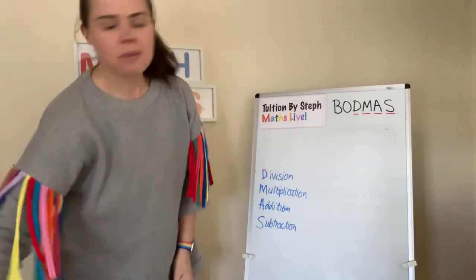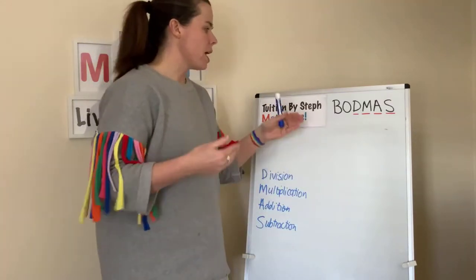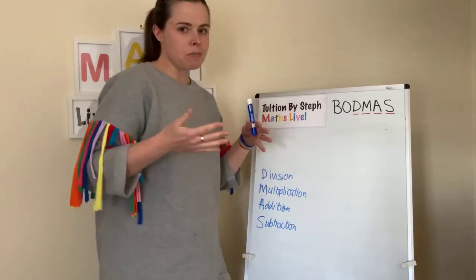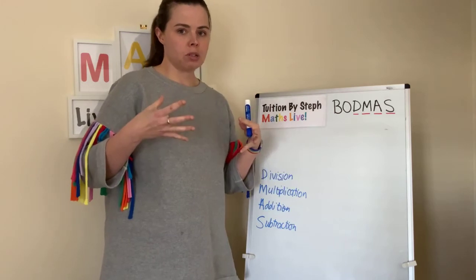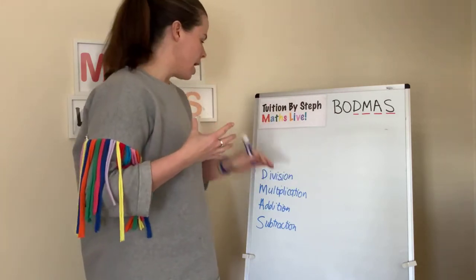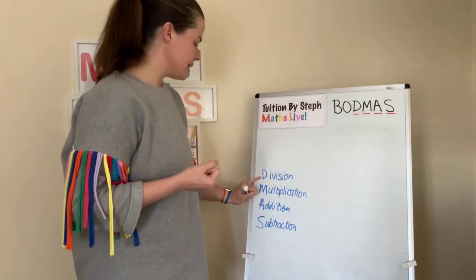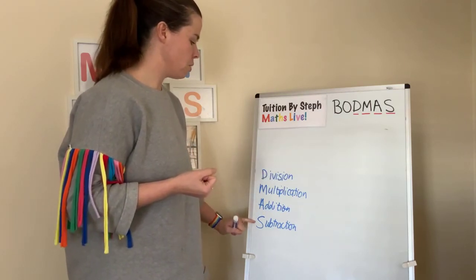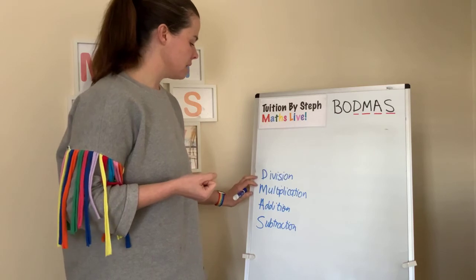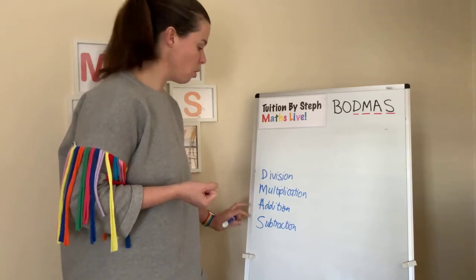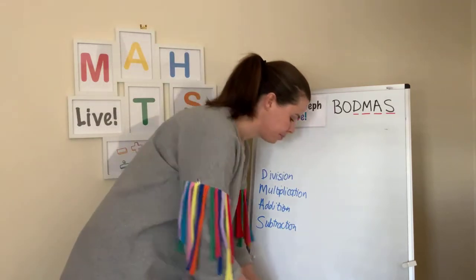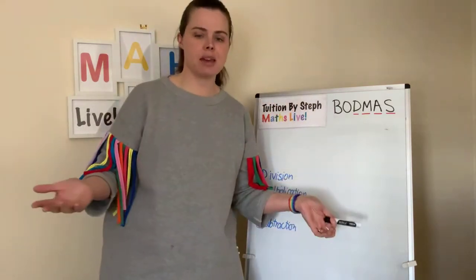Now, you might be thinking, right, well, what does it mean? Why is it BODMAS? What it is meaning is the importance of all these operations. Because the D and the M are higher up than the addition and subtraction, it actually means that these two are more important than addition and subtraction. So let me give you a calculation.